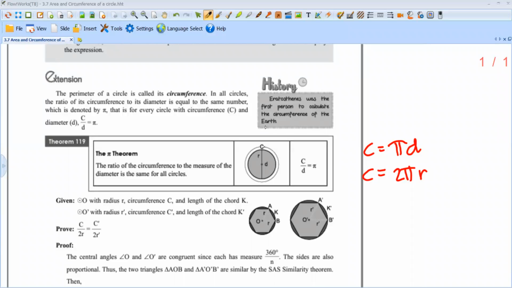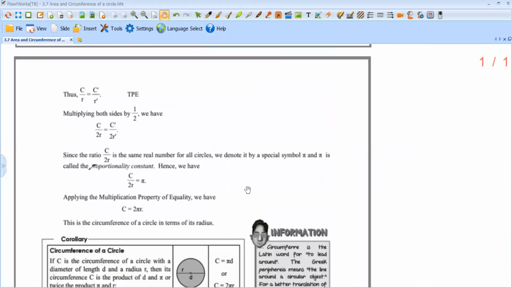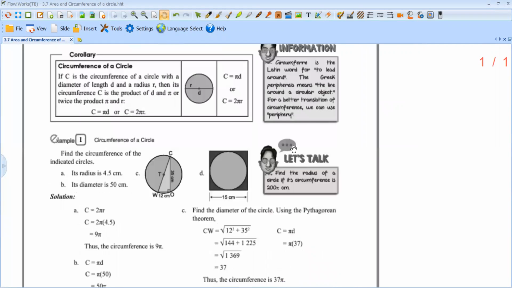Again, the circumference of the circle is pi d. So by the theorem, pi is equal to C divided by the diameter. Okay, so that's very easy. And same with the corollary: if C is the circumference of the circle with diameter d, then, as I have told you, C is pi d or 2 pi r.